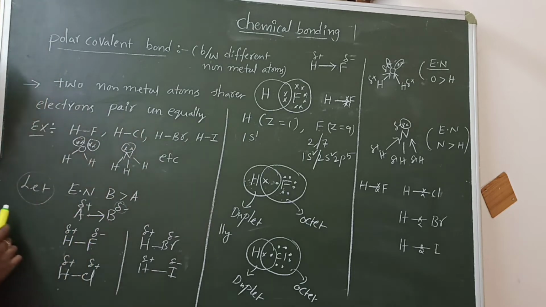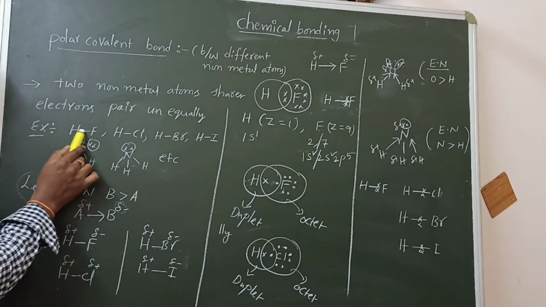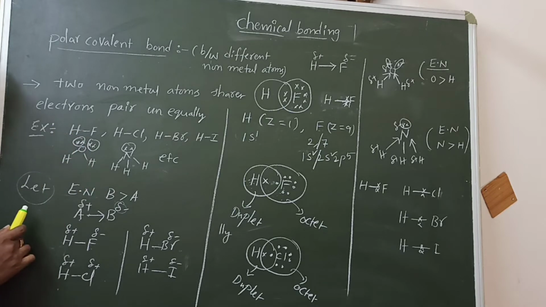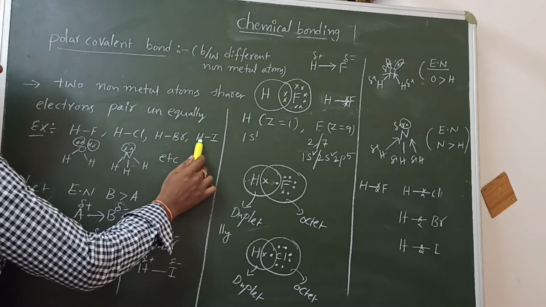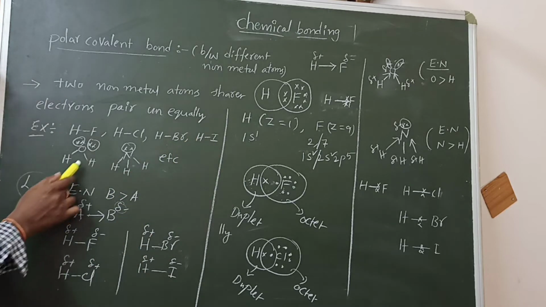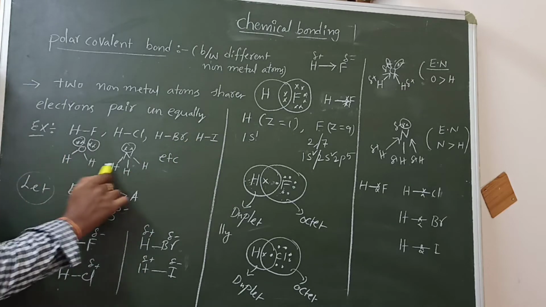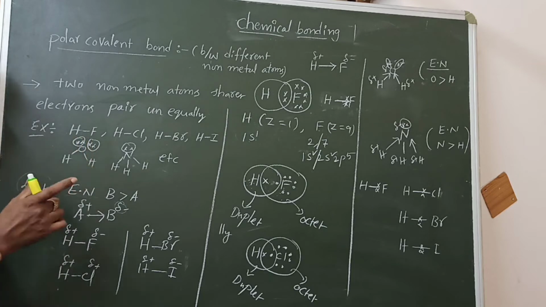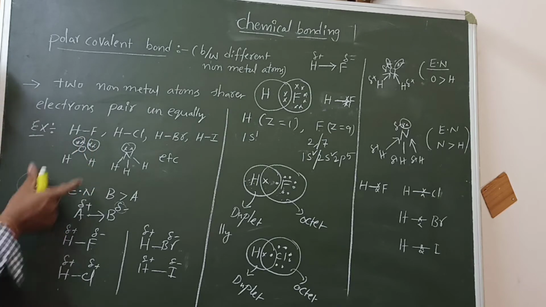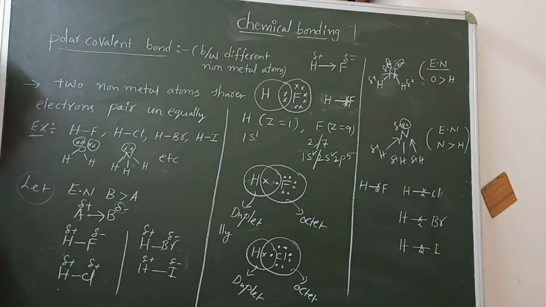Here we can observe hydrogen and fluorine, HCl, hydrogen and chlorine, hydrogen and bromine, hydrogen and iodine, oxygen and hydrogen. In all these examples, the bond is formed between different non-metal atoms. So these are examples of polar covalent bonds.